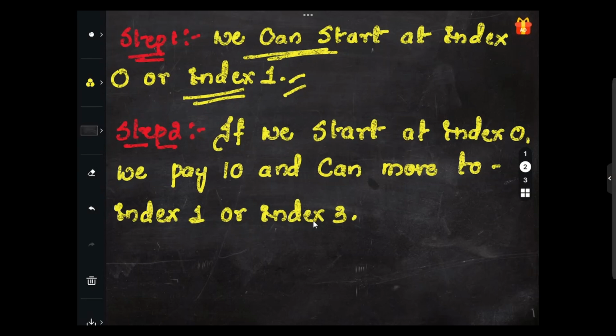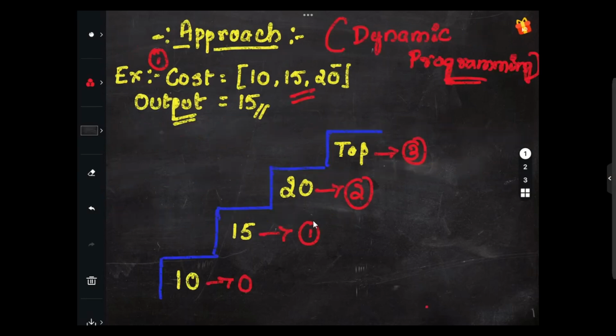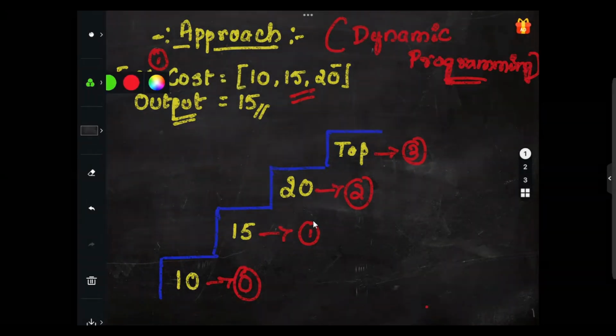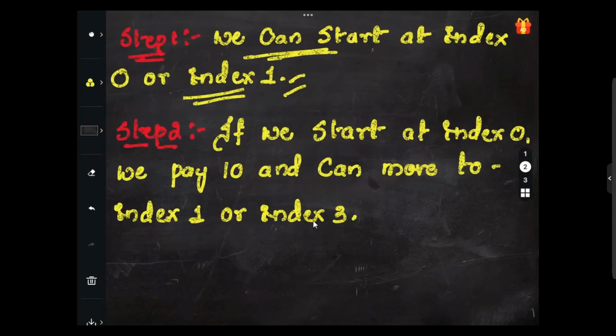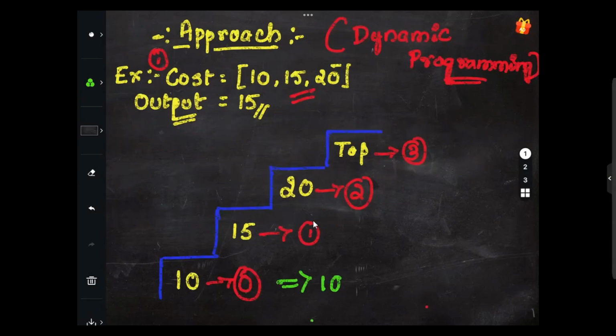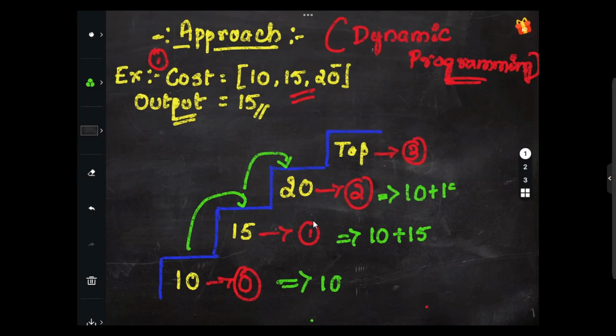We know this. If we start at index 0, we have to pay 10. Here you can clearly see, if we start at index 0, we have to pay cost 10, right? And then we can move to index 1 or index 3. So either we can move here, then it will be 10 plus 15. Then we can go one more step here. This will be 10 plus 15 plus 20, and then the top. So in total it will be 20, 35, 45. This is one option, 45.